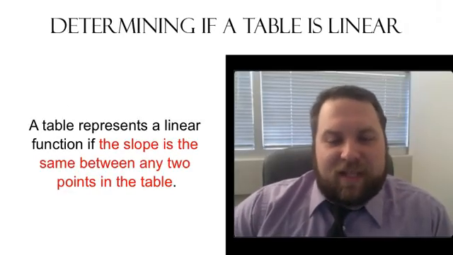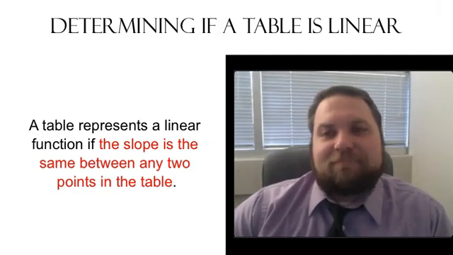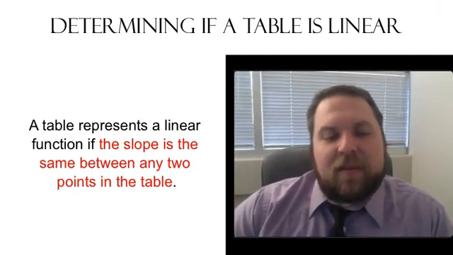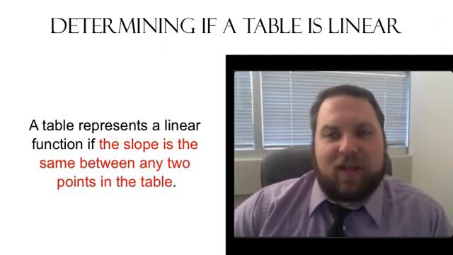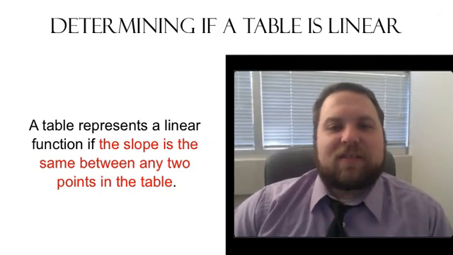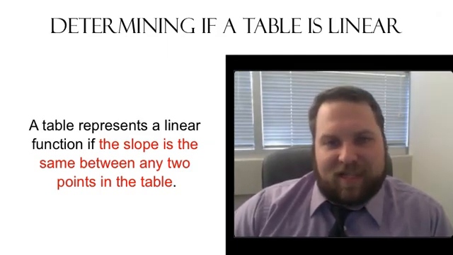Finally, we need to determine if a table is going to be linear. And this is the difficult one. To check and see if a table is a linear function, we have to look at the slope between all the possible points on there. And the slope has to be the same between any 2 points we choose from the table.